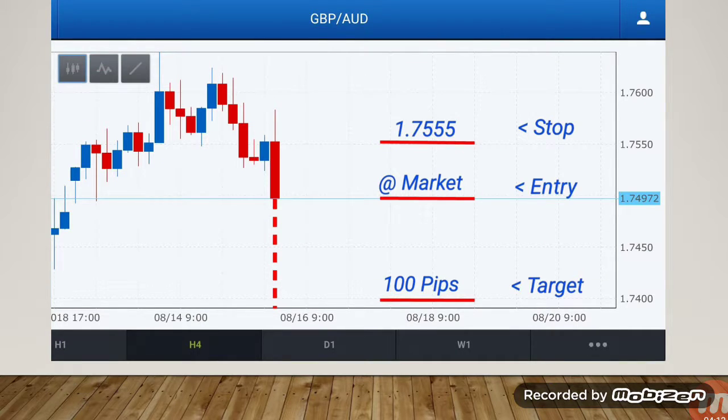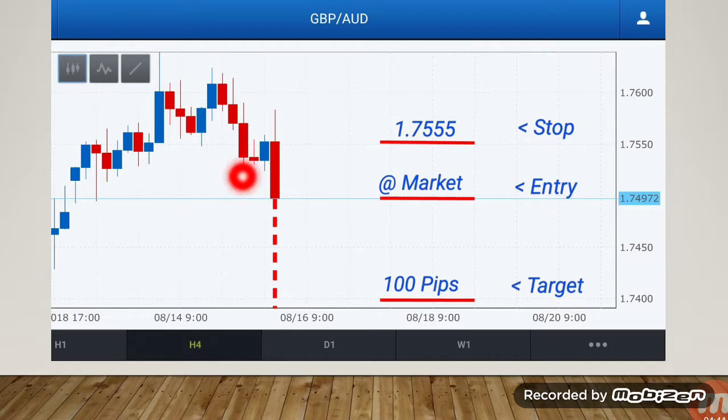So this was the setup for this trade, with the stop loss placed at 1.7555 above that downtrend line, with the entry taking place at the market price, at whatever price this candle closed, which I believe it closed at 174.90. So as long as the candle had closed below 175, it was deemed to be strong enough.